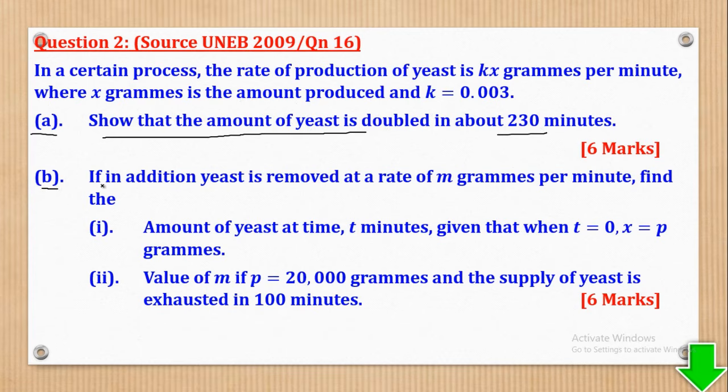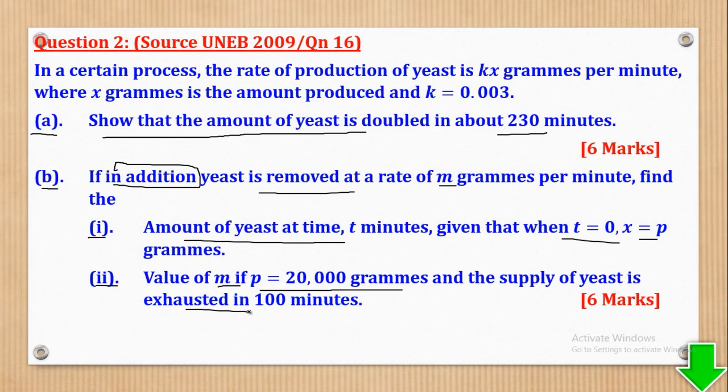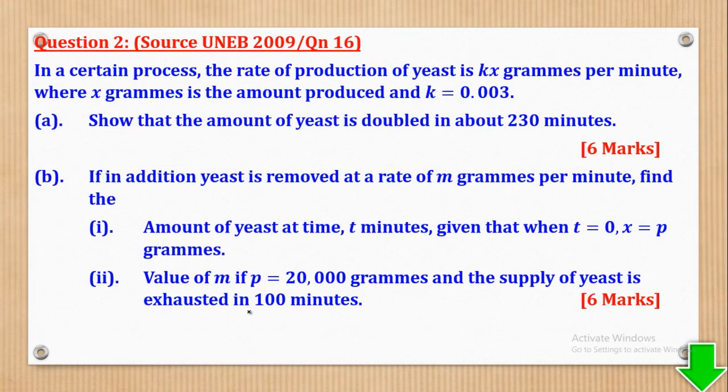Then part B, if in addition yeast is removed at a rate of m grams per minute, find (i) the amount of yeast at time t minutes, given that when t is 0, x is equal to p grams. Then (ii) the value of m if p is equal to 20,000 grams and the supply of yeast is exhausted in 100 minutes. So let's start with part A.